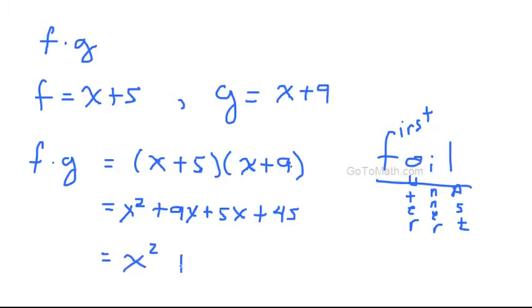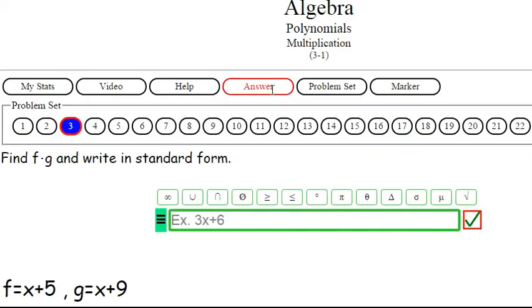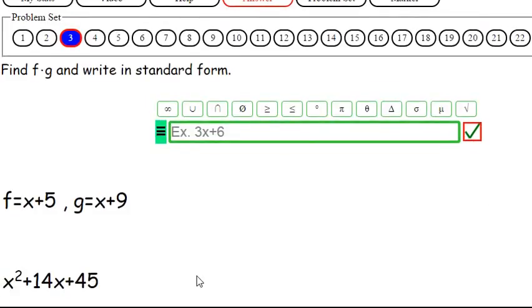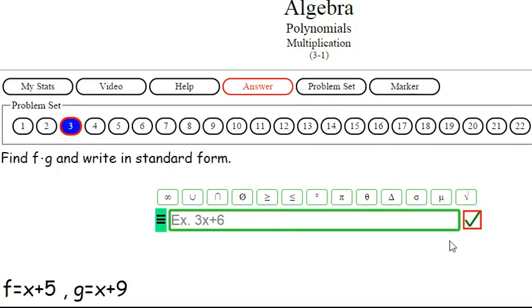Let's go ahead and write this in standard form. So we have x squared plus, collecting up our like terms, 14x, and then plus 45. There you go. And then of course we've got a section on factoring where we go from here back to that, which is a little bit more difficult. Hopefully that's it: x squared plus 14x plus 45. You can type that in there and check it out if you want.